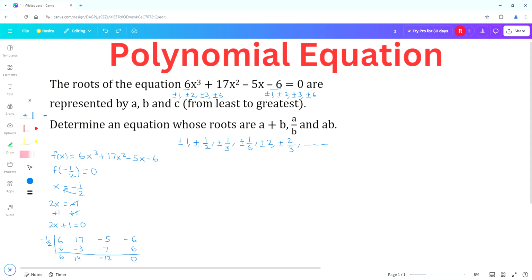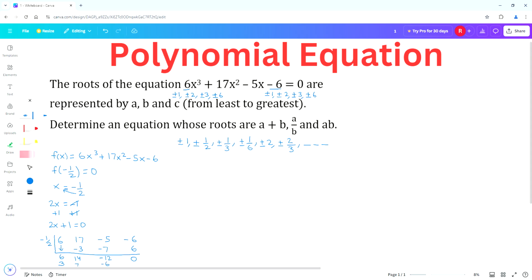In this synthetic division, we use the x value negative half, which is a fraction. The rule for doing synthetic division with a fraction is we should divide the numbers that we get for the quotient by 2. This is a very important concept we need to understand and memorize for this kind of synthetic division. So the numbers we have to use for the quotient are 3, because 6 divided by 2 is 3, then 7, and then negative 6.